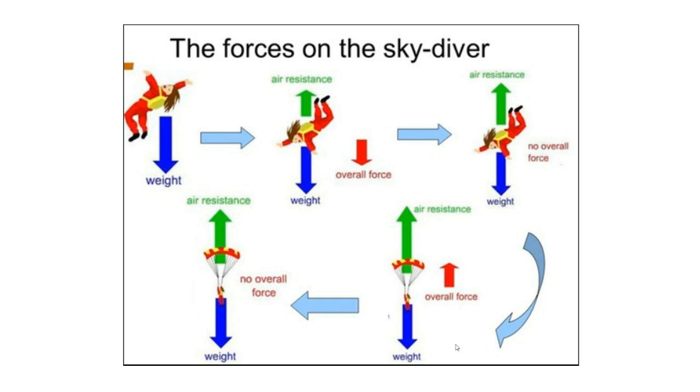Then they're going to open their parachute, and that's going to increase the air resistance a lot, which means that the overall force is going to be upwards. The skydiver is going to slow down. Because they're slowing down, the air resistance is going to decrease until the air resistance and the weight are equal. If they're equal, the skydiver is not accelerating anymore, and they're going to keep on moving downwards at a constant speed, which is a lot slower than before, which is going to probably save their lives.